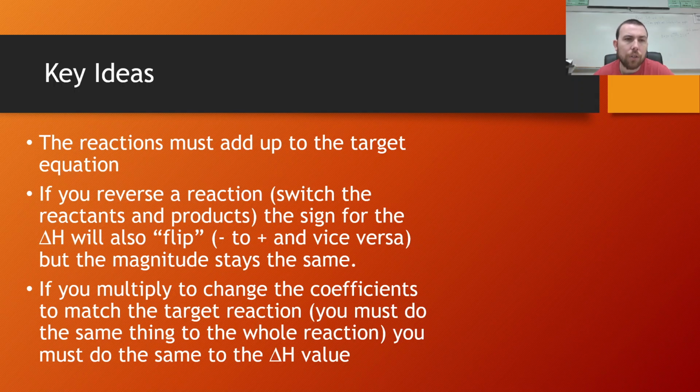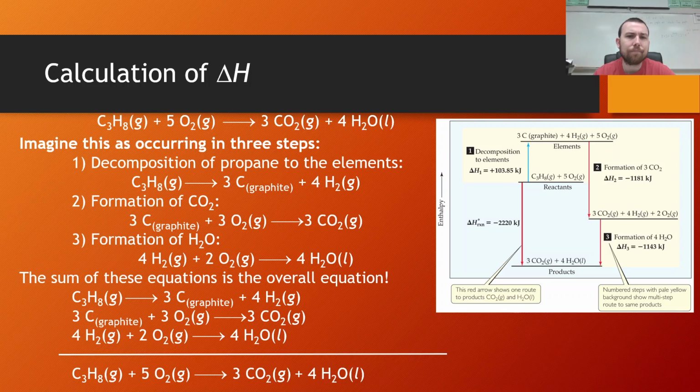Okay, so those are 3 really big things. Your multiple steps need to add up to the target equation. If you reverse a process, flip the sign of delta H. And if you need to change coefficients by multiplying, whatever you multiplied by, do the same thing to the delta H value. Okay. Now, let's look at this particular example.